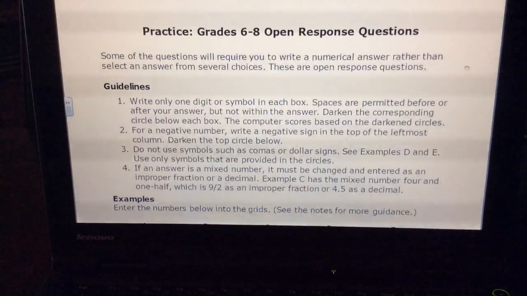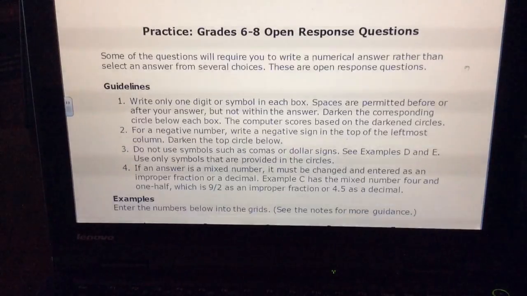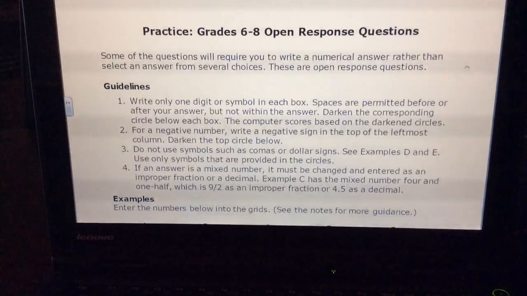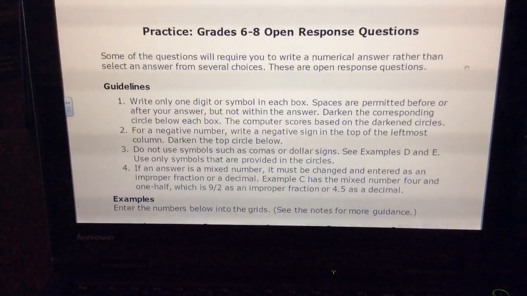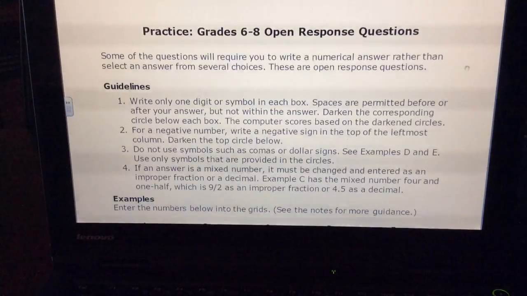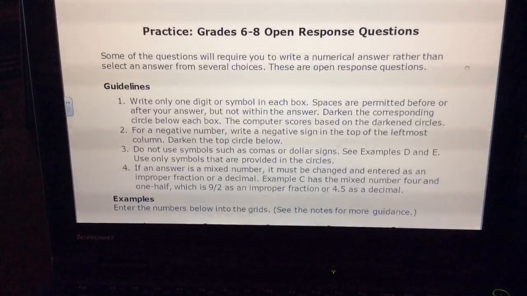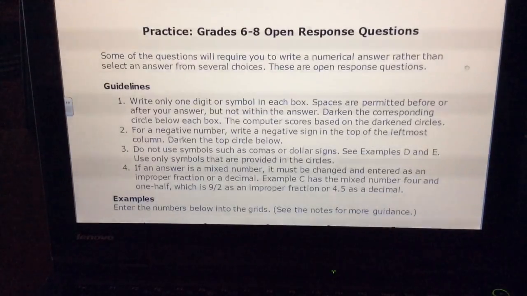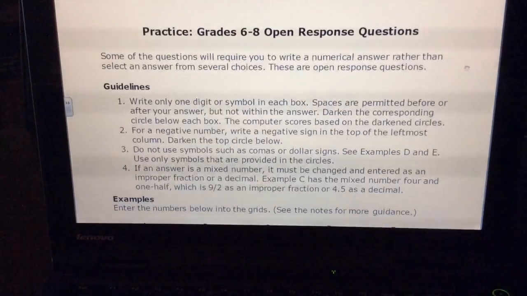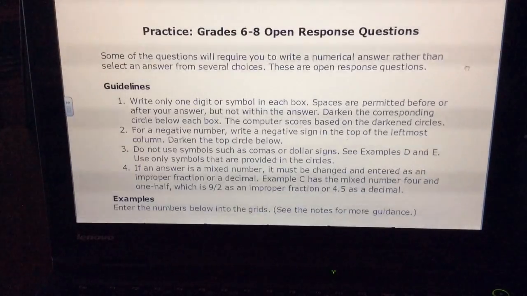Darken the corresponding circle below each box. The computer scores based on the darkened circles, and we've been filling in bubbles since kindergarten. For a negative number, write a negative sign in the top of the leftmost column. Darken the top circle below. Do not use symbols such as commas or dollar signs, and there'll be some examples below that we will put the answer in the grid. Use only symbols that are provided in the circle.